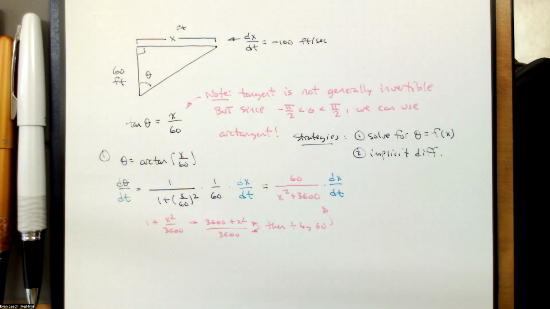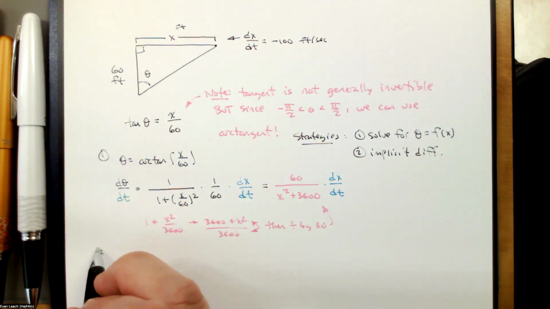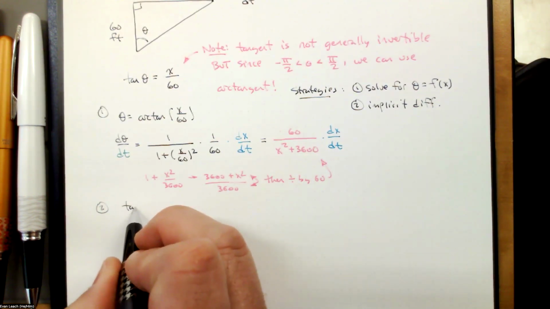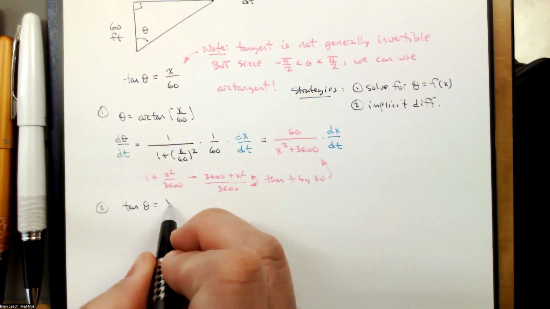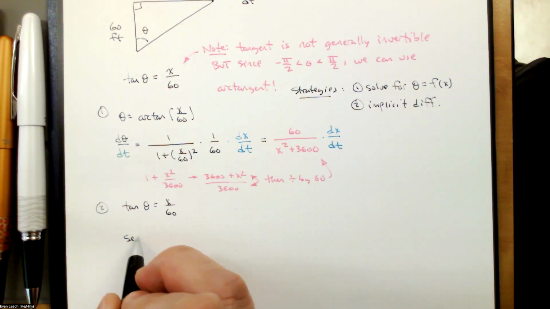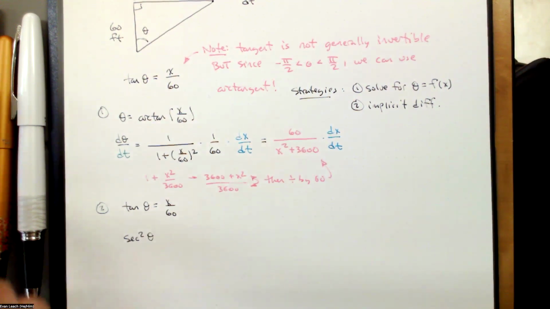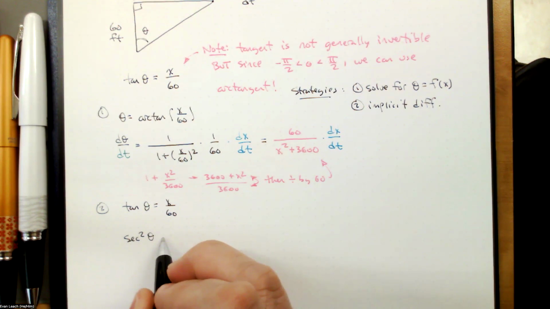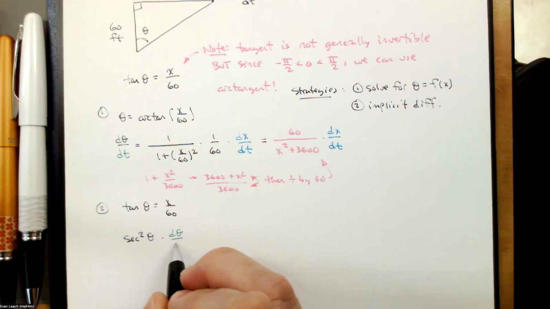So the other strategy that we have is implicit differentiation. So for that, we would need to know, instead of the derivative of arctangent, we would need to know the derivative of tangent. Derivative of tangent is secant squared. But that's the derivative with respect to theta. I would have to multiply by the derivative of theta with respect to t.